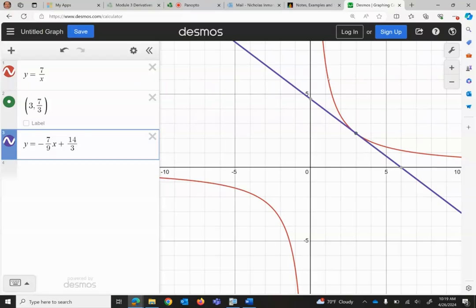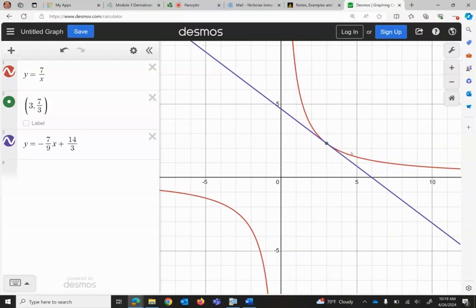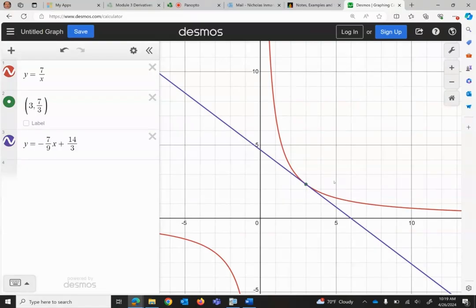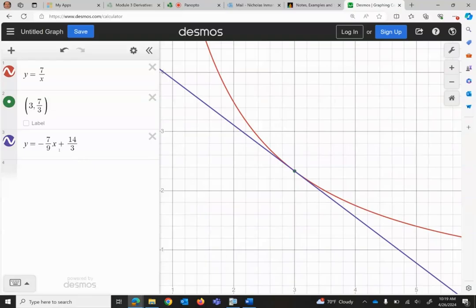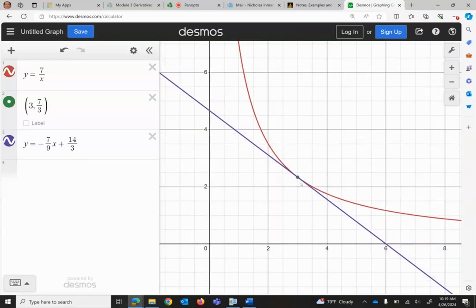I see a tangent line. I see that rational function. So to turn that rational function into a straight line for just a little bit, not nearly as fun, but useful in its own right.